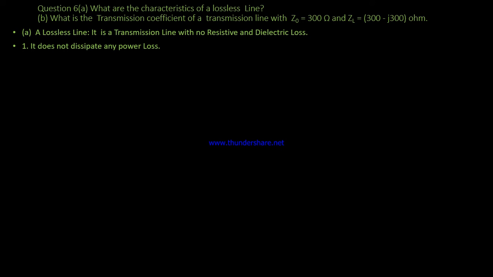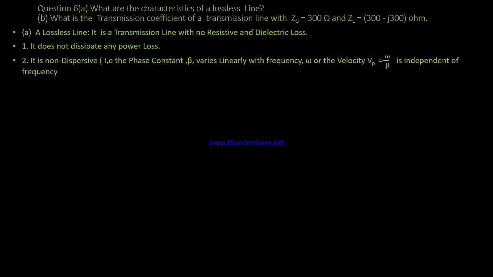A. A lossless line is a transmission line with no resistive or direct dielectric loss. Number 1, it does not dissipate any power or have any power loss because the resistance is always 0. There is no resistance, there is no dielectric loss. So it doesn't dissipate any power loss, like I square R will give you 0.